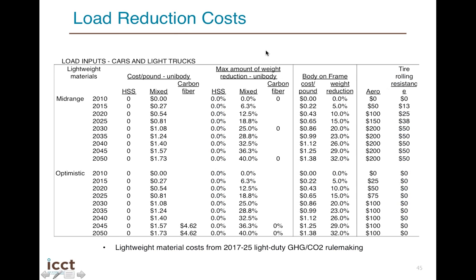Load reduction costs. Again, the material cost came directly out of the federal rulemaking. It was a sliding scale based upon how much weight reduction you did. And then I discussed how much weight reduction there was. So this is just simply a multiplicative exercise here. Body and frame, we used a little different estimate. Aerodynamic reductions, we assume that the full aerodynamic reduction would be $200 and would phase in over time. And tire rolling resistance would be $50.